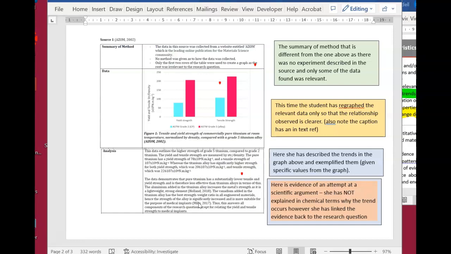She's saying the data outlines the higher tensile strength of grade 5 titanium compared to grade 2 titanium. The yield and tensile strength are measured by whatever. The pure titanium has a yield strength of this and so on. So she's exemplified again by giving specific data to back up her statement.